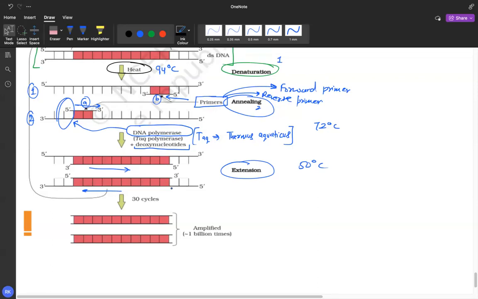It just needs 30 cycles to make almost 1 billion DNAs. Just 30 cycles, because every time you are doubling it up. You understand?